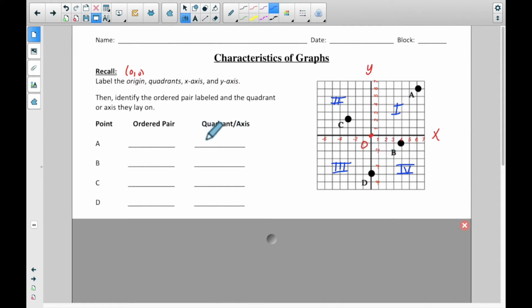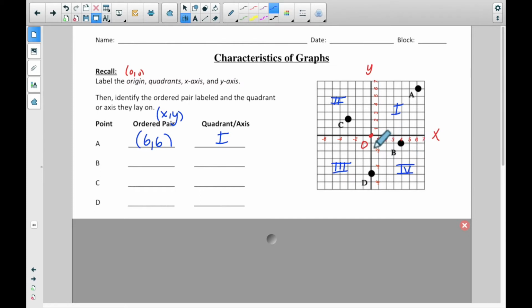All right, so let's take a look at the problems. Each of these points, A, B, C, and D, let's find the coordinates for it. For instance, A: remember that the coordinates, the ordered pair, always goes x and then y. That means you go across and then you go up. So A is at the point 6, 6. And the quadrant that it's in is quadrant 1. Now where it says axis here, that's if it's not in an actual quadrant and it's on the line, then there is no quadrant, it's just the axis.